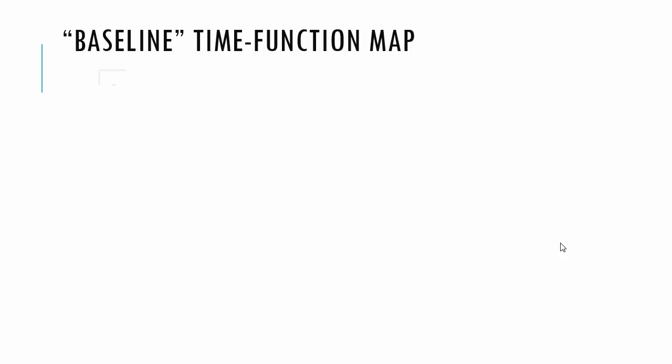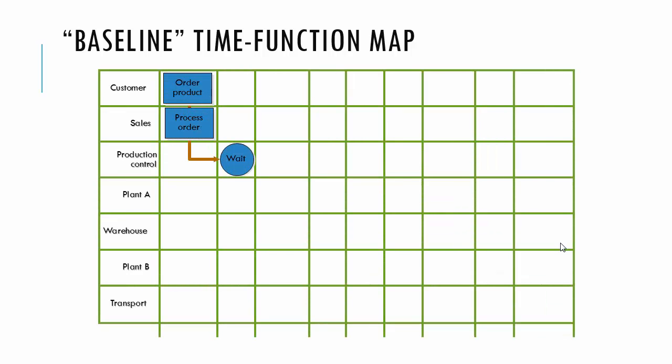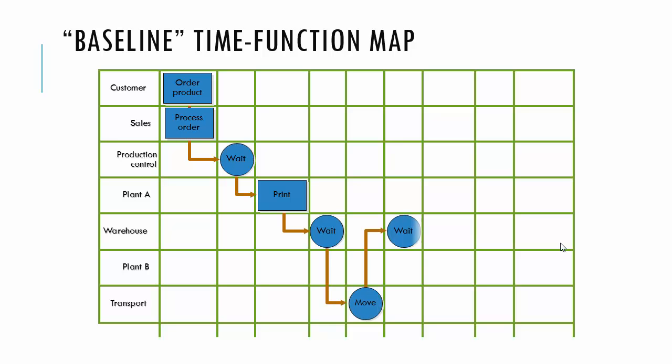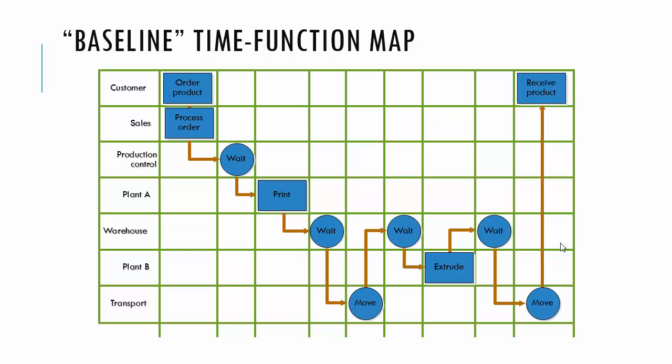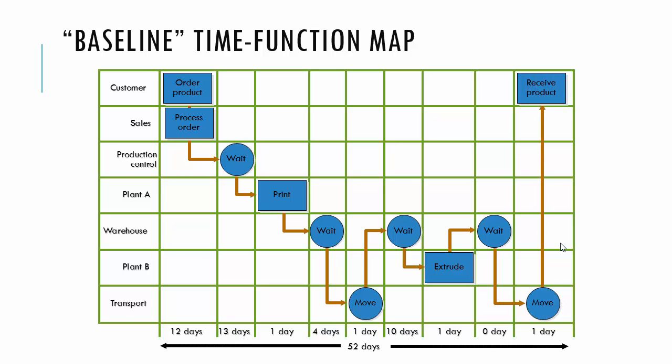A time function map takes a flow chart and adds a time dimension to it, usually along the x-axis. Here we have a baseline time function map for a process. One of the goals of using a time function map is to identify steps in the process that do not add value. Do you see any in this process? There appears to be a fair amount of unnecessary waiting going on. Additionally, I would question why it takes sales 12 days to process an order.